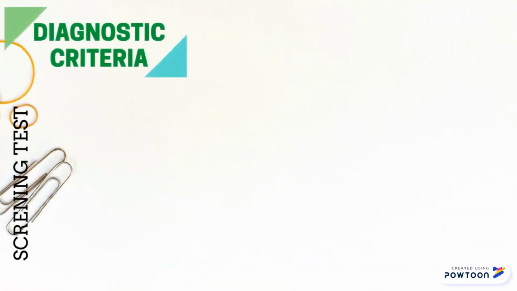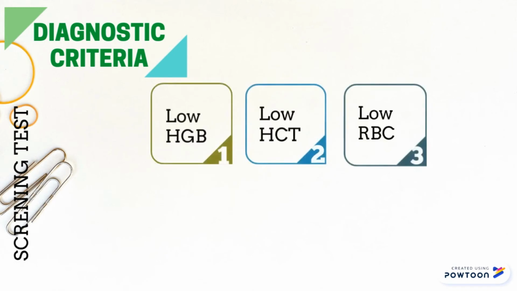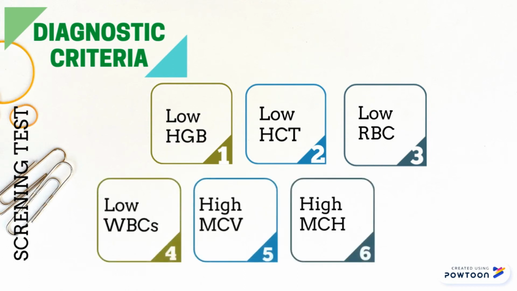Last but not least, the diagnostic criteria of megaloblastic anemia. Megaloblastic anemia has low hemoglobin count, low hematocrit level, low red blood cell count, low white blood cell count, high mean corpuscular volume, and high mean corpuscular hemoglobin.